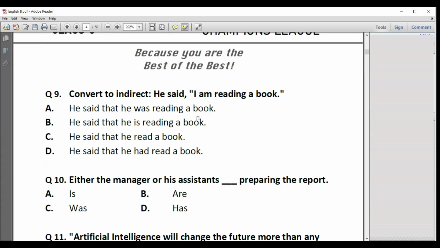Question 9. Convert to indirect. He said, I am reading a book. A. He said that he was reading a book. B. He said that he is reading a book. C. He said that he read a book. D. He said that he had read a book. The correct option is option A. He said that he was reading a book. The present continuous changes to past continuous in reported speech.